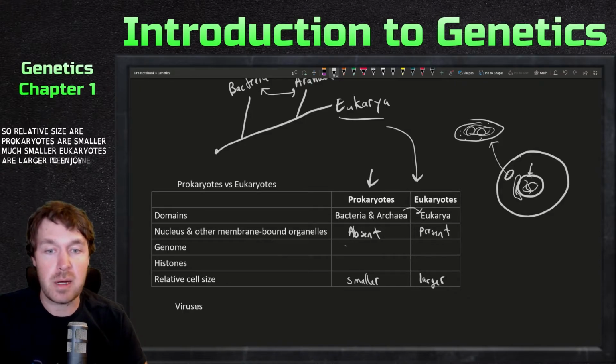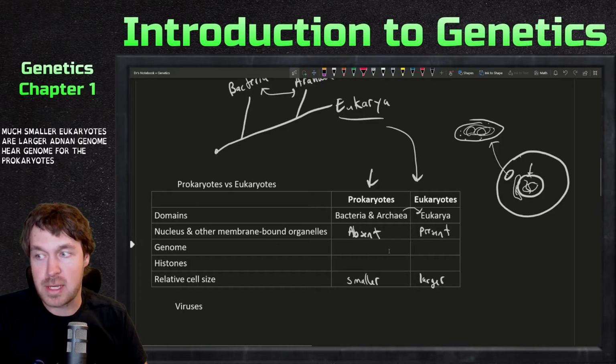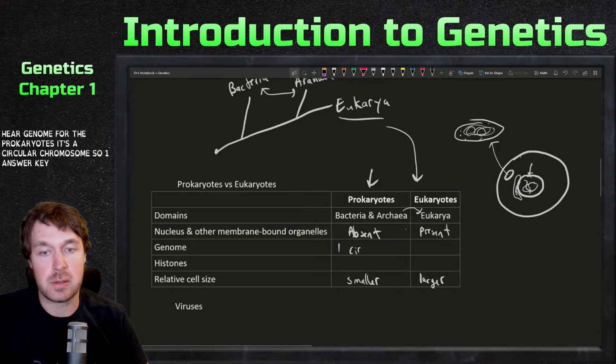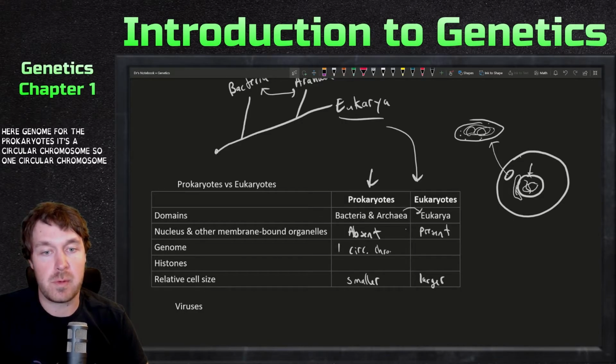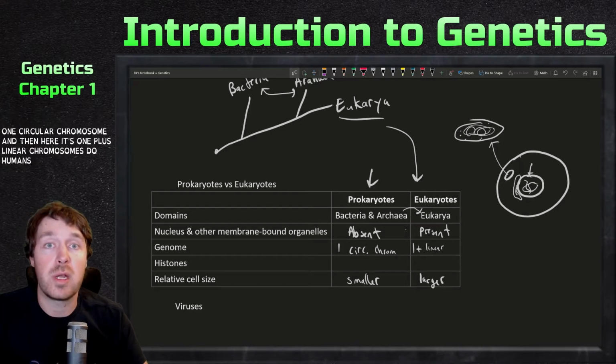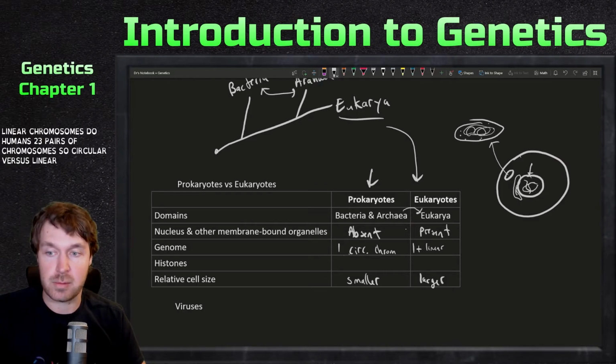And then genome. For the prokaryotes, it's one circular chromosome. And then here it's one plus linear chromosomes. So humans have 23 pairs of chromosomes. So circular versus linear as well.